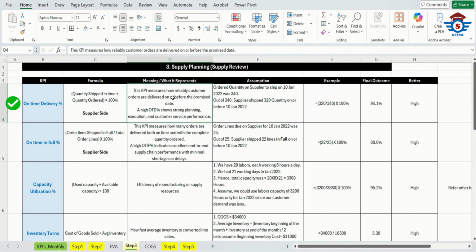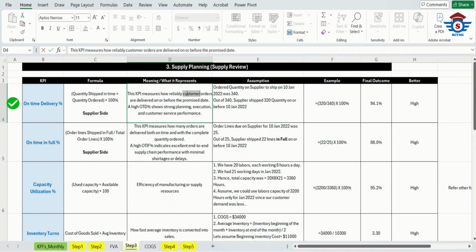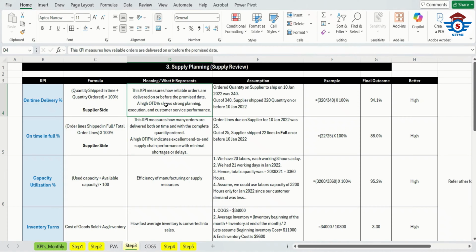Okay, and this KPI basically measures how reliable is our supplier's performance. It is not a customer-side KPI here, but this KPI basically measures how reliably orders are delivered on or before the promised date from our suppliers. The higher the on-time delivery percentage, it tells that we have a better business situation.